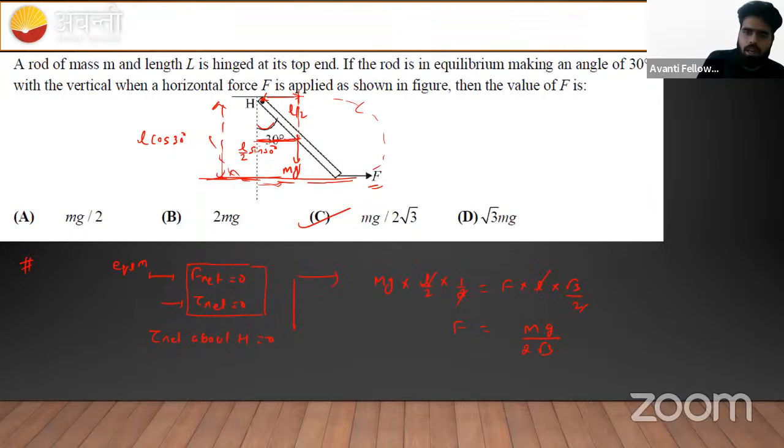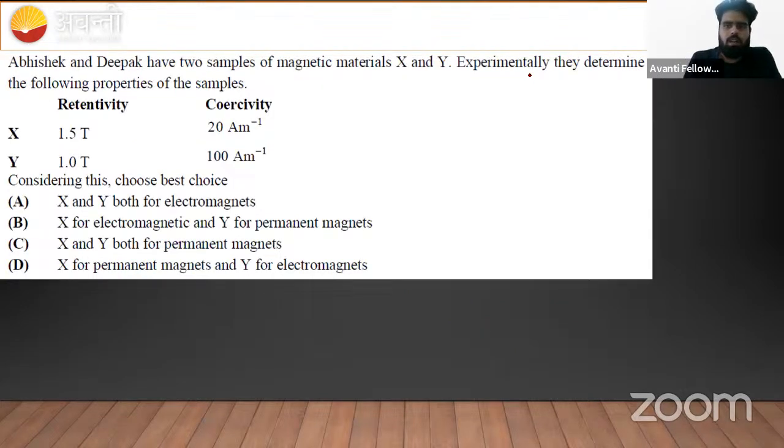I hope this is clear and gives some basic clarity on how we can apply the equation of torque. Next question: here we have to find out the nature of the magnet that we can use on the basis of retentivity and coercivity. What is coercivity? If coercivity is more, it means we have to apply a larger negative magnetizing field to remove its magnetic property.